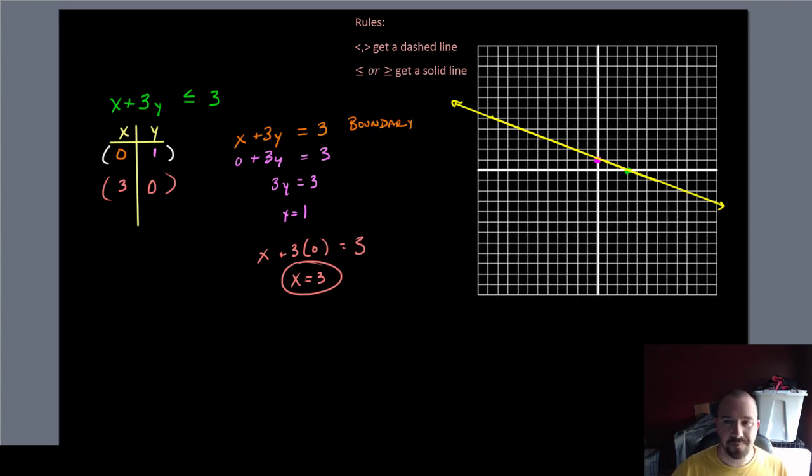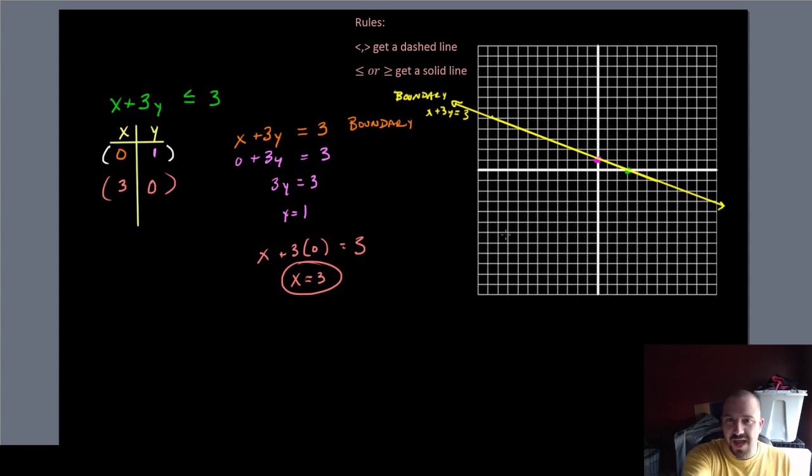Anywho, so now I have this line. This is our boundary line. So this is going to be the boundary. We'll put boundary up here. Boundary. This is the line x plus 3y is equal to 3. We need x plus 3y is less than or equal to 3. So we have to find out which place is the less than.